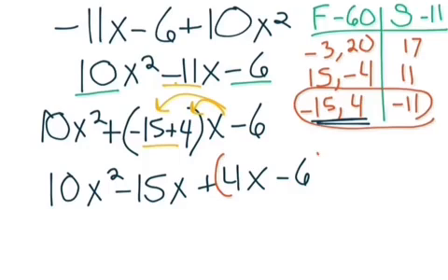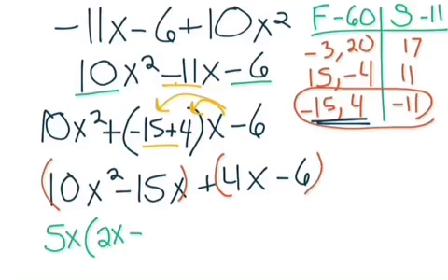Remember, then we group, and then we pull out greatest common factors. So let's look at our first one. What kind of factor could we pull out? They're both divisible by 5, so we definitely pull out a 5. And they both have an x, so let's pull out 5x. That's going to give me there 2x minus 3.